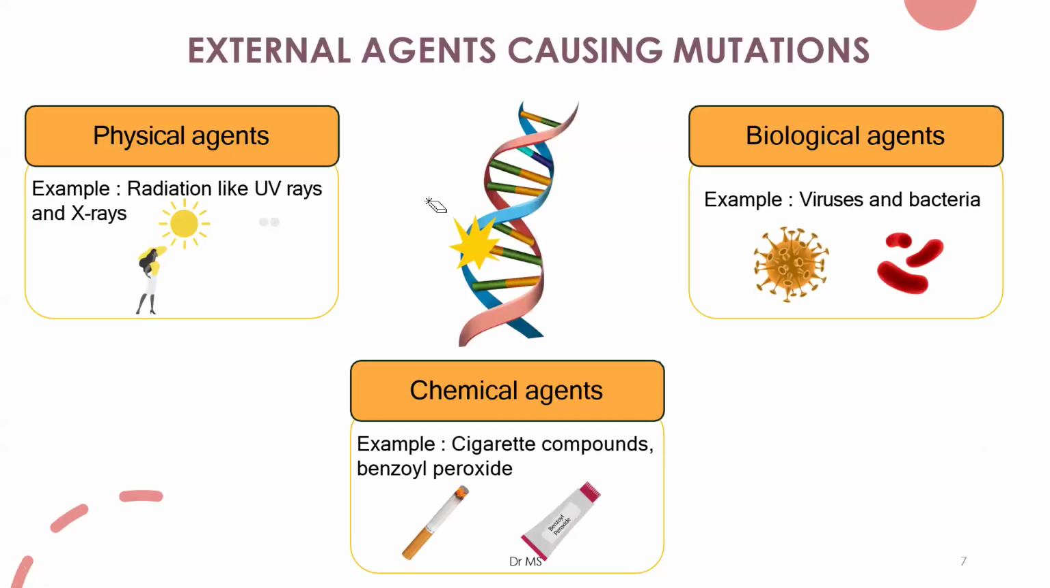So the mutagens can be physical agents, biological agents, chemical agents. Here, for the physical agents, UV rays; biological agents, it could be virus, bacteria; and chemical agents, it could be the cigarette, benzoyl peroxide, all the chemicals.